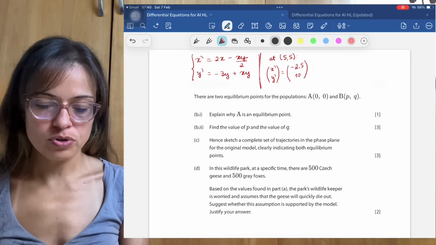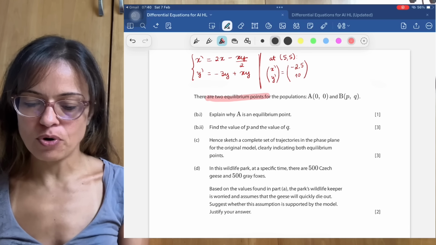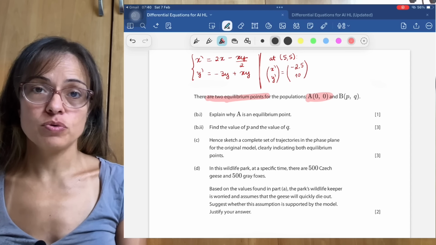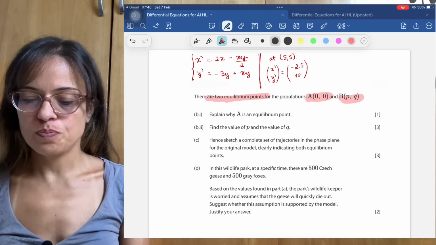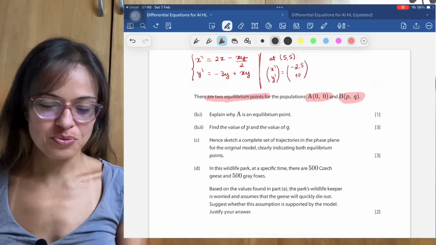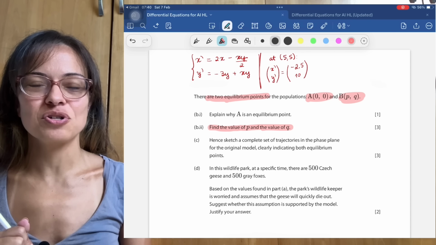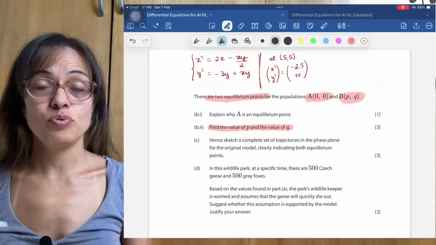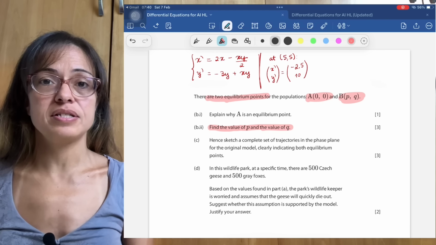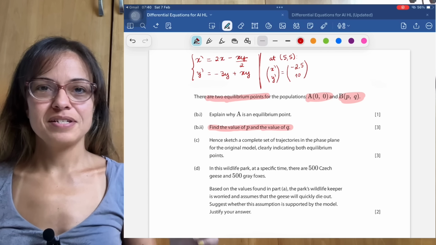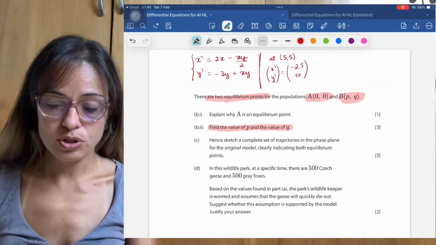And then he goes on to say there are two equilibrium points, one of which is (0, 0) as usual. The other one is (P, Q). He is clearly going to ask you what P and Q are. But this year he did not give you the definition of equilibrium point. The previous question that we were looking at did say that, but this one doesn't. So clearly something that you need to know.